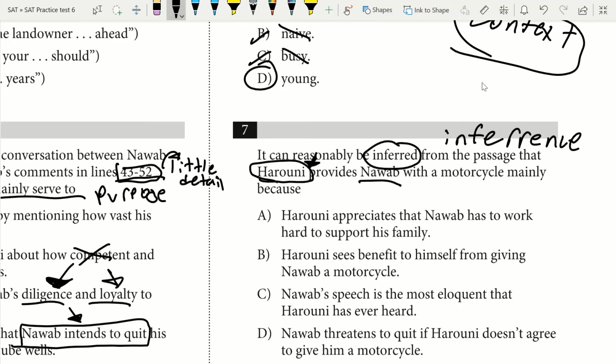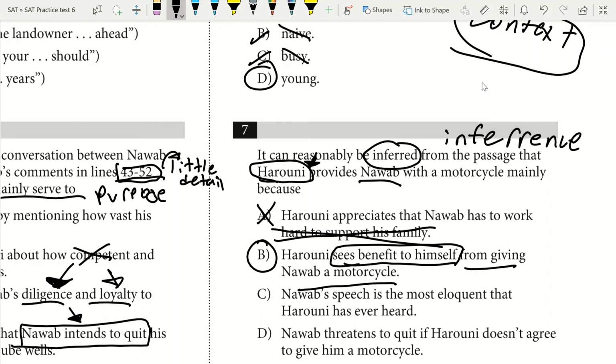So if we have evidence after that, it's probably going to be the lines where we talk about him wanting to maintain that comfort and how that's all that he cares about. So he gives him a motorcycle mainly because we're going to look for an answer that talks about him wanting that selfish benefit and that comfort. So we have option A, Haroni appreciates Nawab has to work hard to support his family. No, he doesn't care about his family. He just cares about his own comfort. B, Haroni sees benefit to himself. Yes, he's selfish. He wants to see that benefit, that comfort to himself from giving Nawab a motorcycle. So that's definitely our answer there. So 7 is going to have to be B.